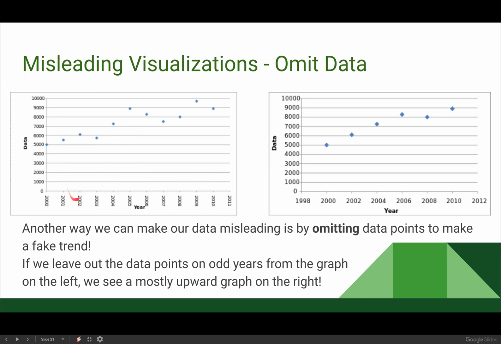So we're getting rid of 2001, 2003, 2005, 2007, and 2009, which is going to make our graph look a lot better. It's going to look like it's increasing over time rather than having all this fluctuation. So if we just kind of fuzz over that information, if we don't include it, we can once again make it a misleading visualization. We can gain the wrong kind of understanding from this graph.